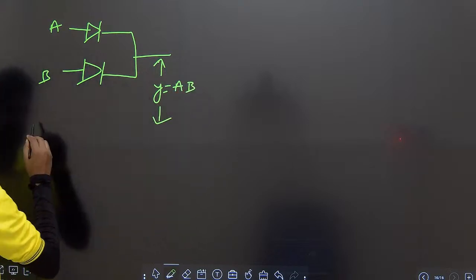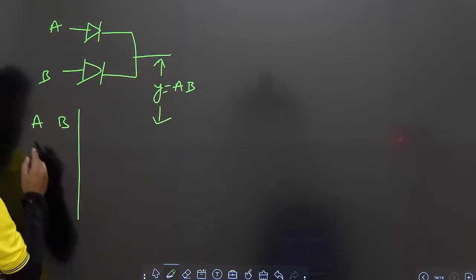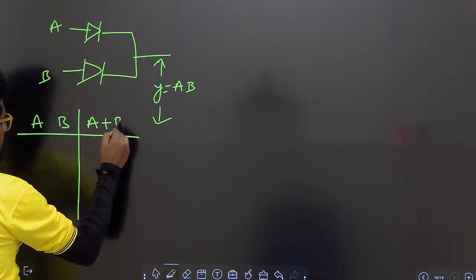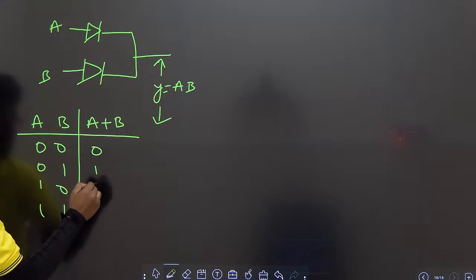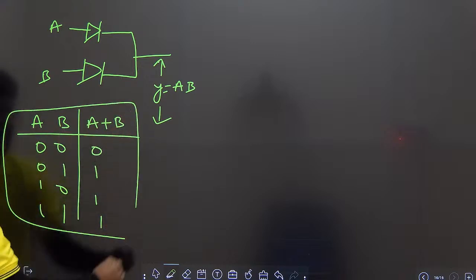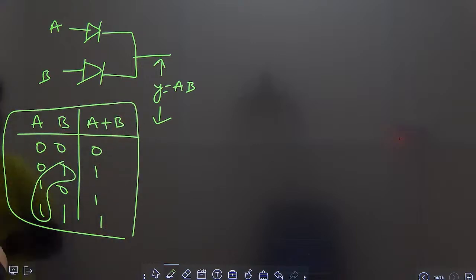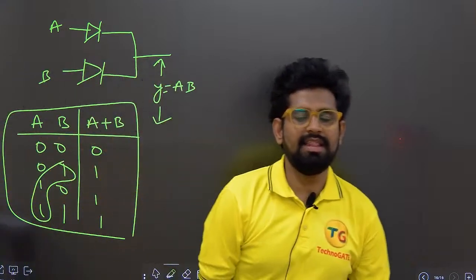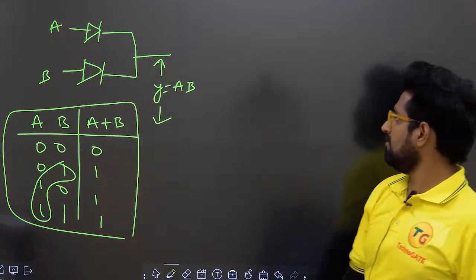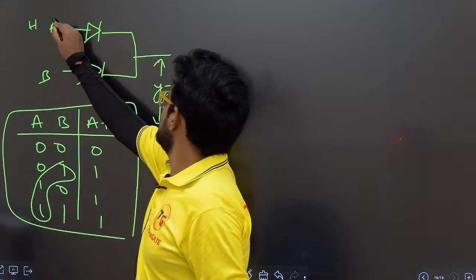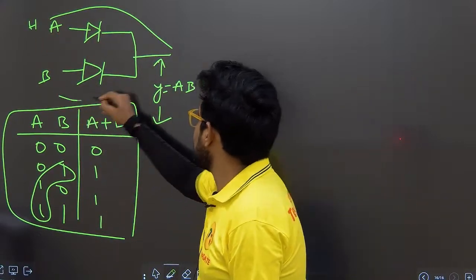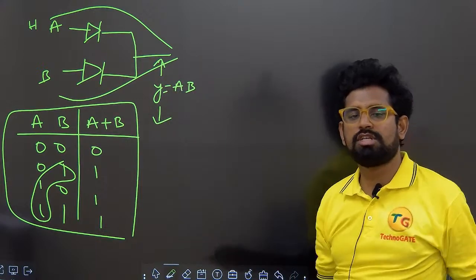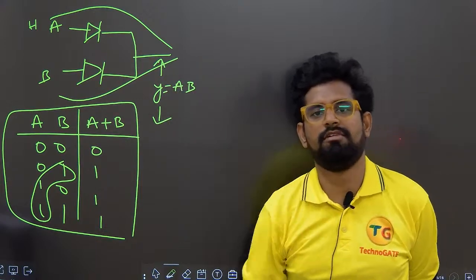If you want, you can check A, B, and A OR B: 0 0 gives 0, 0 1 gives 1, 1 0 gives 1, 1 1 gives 1. So 0, 1, 1, 1. If anything is 1, the output is 1. If any one input is high, the switch is short. If both are 1, the supply will flow through both.